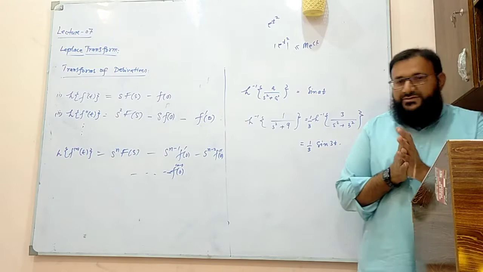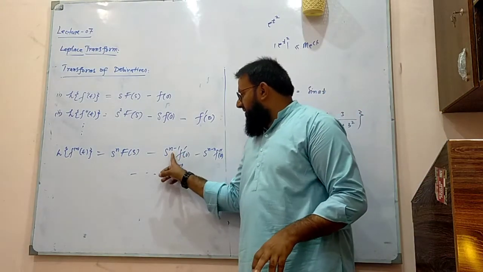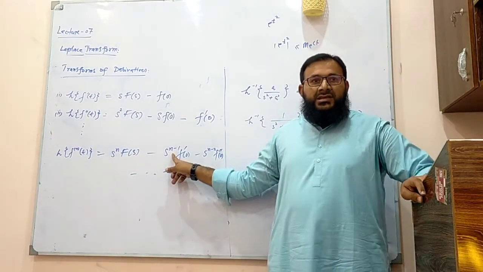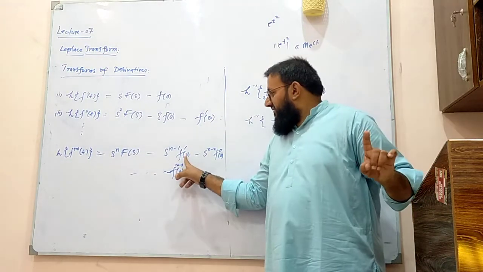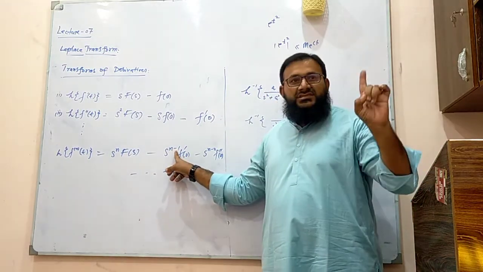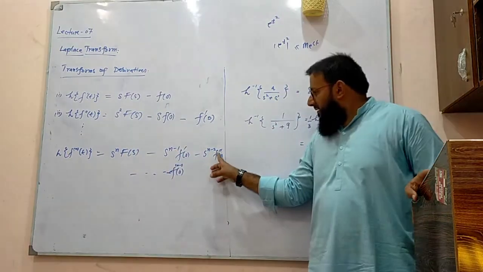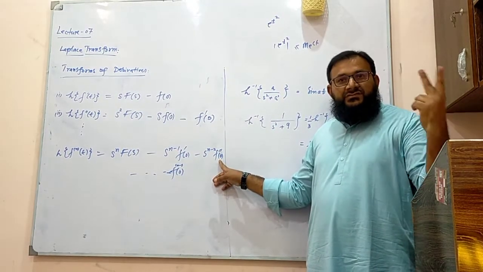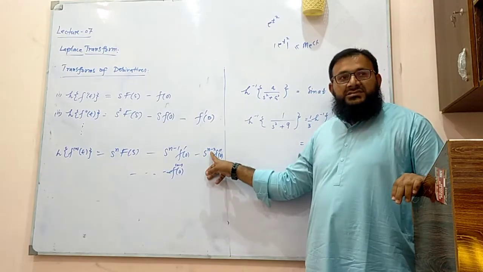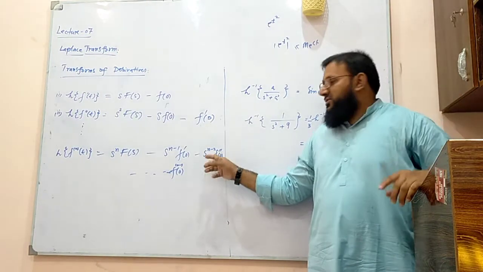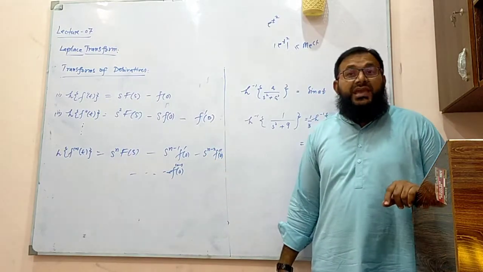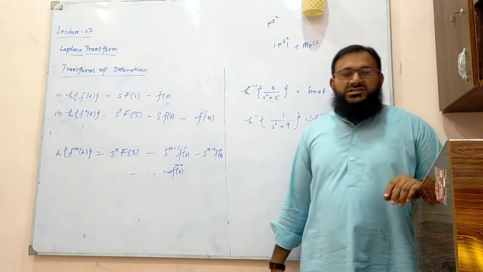And what is the logic? Let me tell you. What is the power of s? n minus 1. How many times is it differentiated? 1. n minus 1 and 1, their sum is n. What is the order of the derivative? 2. What is the power of s? n minus 2. So n minus 2 plus 2 becomes n. So this total sum is going to be n. This is just the logic behind this.